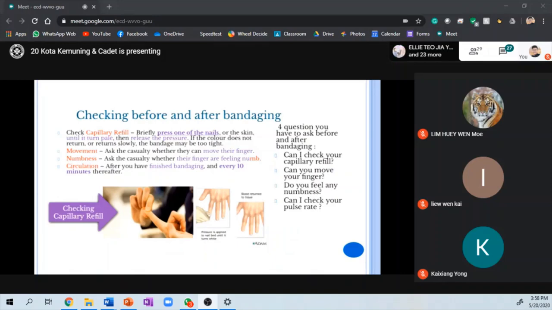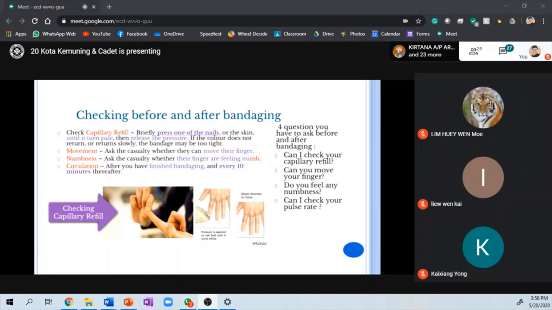Before and after you do the bandaging, you need to ask the casualty 4 questions. Can I check your capillary refill? Can you move your finger? Do you feel any numbness? Can I check your pulse rate? Okay. How do you check the casualty's capillary refill?